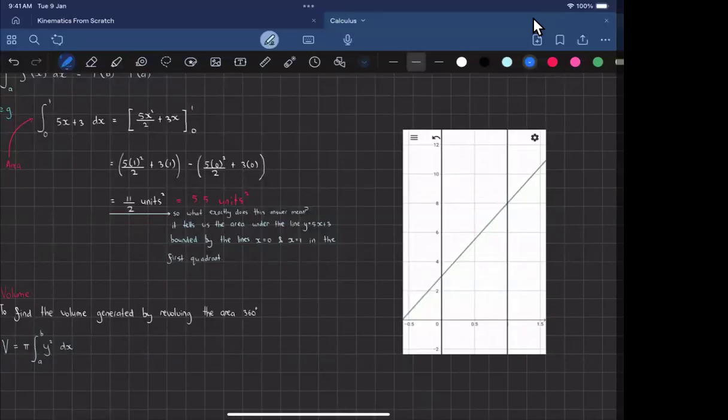The first line here is x is equal to 0, and this one is x is equal to 1, and this line is y is equal to 5x plus 3.